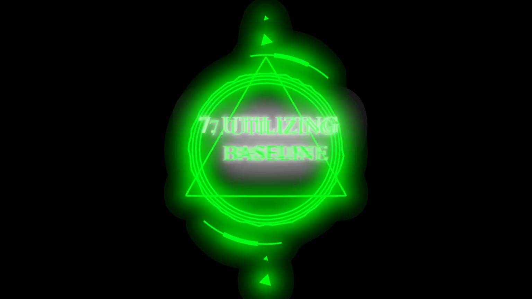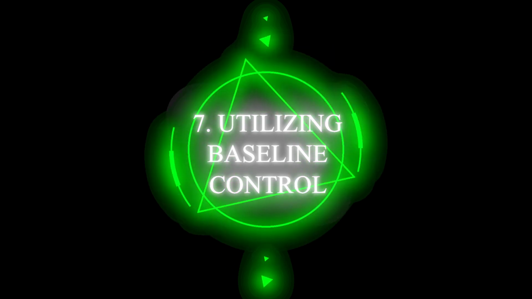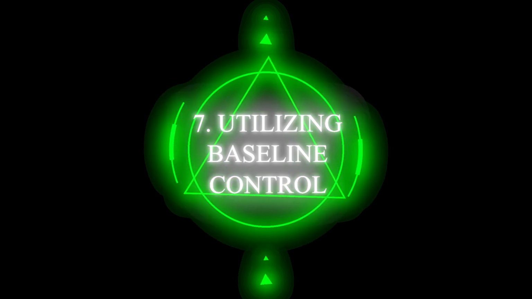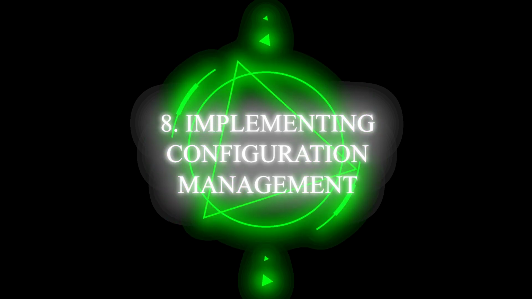The seventh point is utilizing baseline controls to secure systems and applications. Organizations should utilize baseline security controls such as firewalls, antivirus software, and security configurations to protect their IT systems and applications.